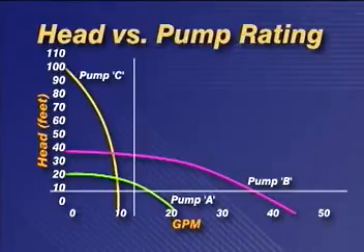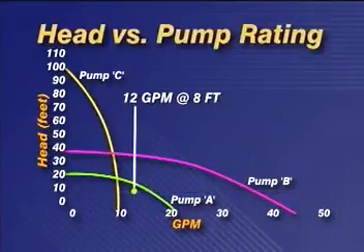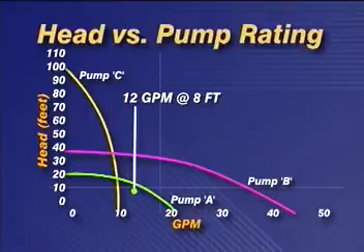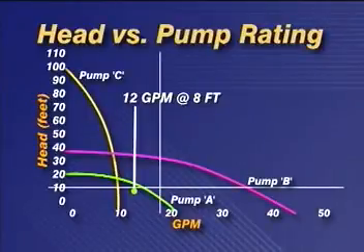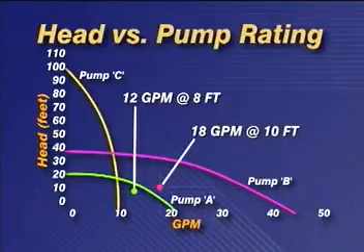Remember, in our first example, the step system, we arrived at a figure of 12 gallons per minute at 8 feet of head. Plotting the point where the pumping rate and total head intersect, we find that the performance curves for either pump A or B satisfy that requirement. In our second example, our low-pressure pipe system, we required 18 gallons per minute at 10 feet of total dynamic head. In this case, only pump B will satisfy these requirements.